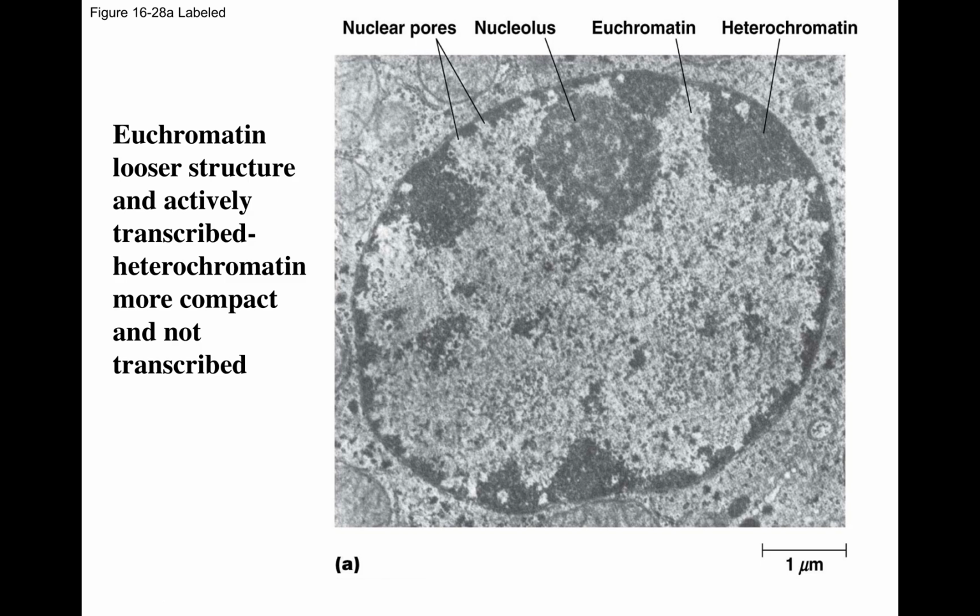So the euchromatin has a looser structure and is more actively transcribed. The heterochromatin is more compact and is not currently being transcribed at the point in which this cell was fixed to make this image. But heterochromatin can become euchromatin, euchromatin can become heterochromatin, depending on when you're looking at the cell. So euchromatin, a looser structure, is needed in order to transcribe that DNA.